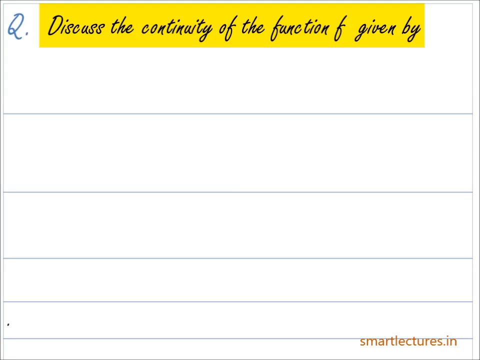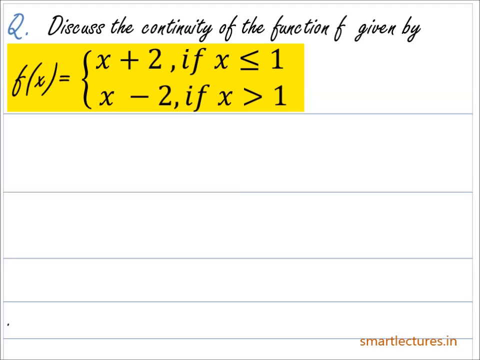Now let's solve one more question. Discuss the continuity of the function f defined by f of x is equal to x plus 2 if x is less than or equal to 1, and f of x is equal to x minus 2 if x is greater than 1. Now if you look carefully at the given function, then you can see that it is defined for all values of x if x is a real number, and the behavior or the value of the function f of x changes when the value of x changes from less than 1 to greater than 1.